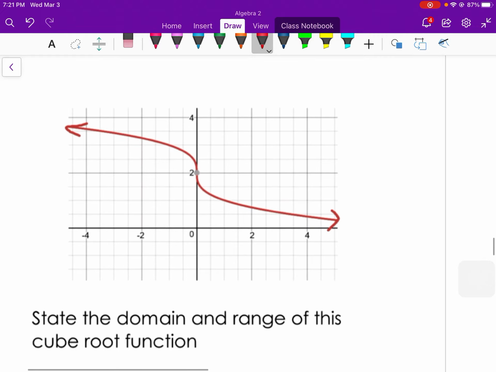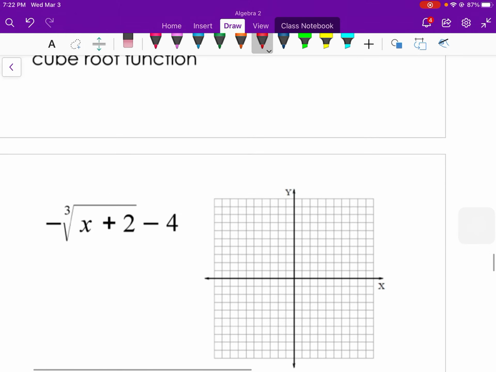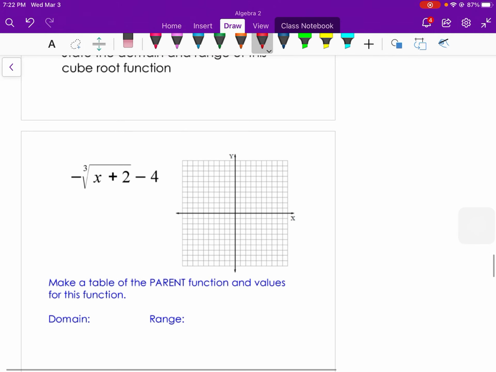Another square root, I'm going to leave that one. If it's cubic, this is the cubed root. It continues left and right forever, and it continues up and down forever. So my domain would be x is an element of all reals, and my range would be y is an element of all reals. All right, and then now we can practice graphing.